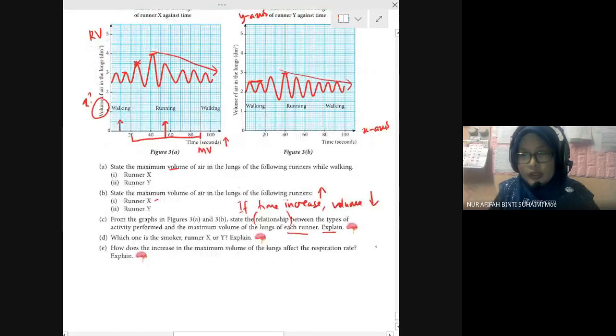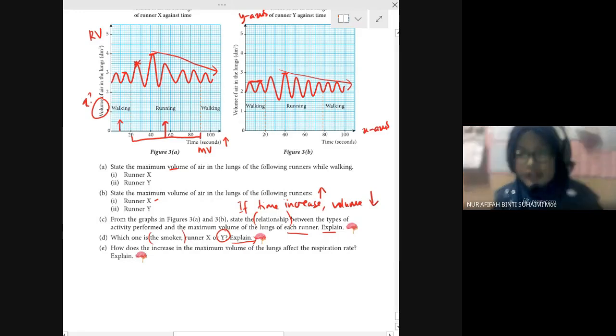So dia punya conclusion. Which one is the smoker, runner X or Y? So from the graph we can see that runner Y is the smoker. Runner Y is the smoker. Because why? Because dia punya oksigen berkurang. Okay. The oxygen level decrease with time. So dia tak dapat nak provide enough oxygen. Dia punya lungs got problem.